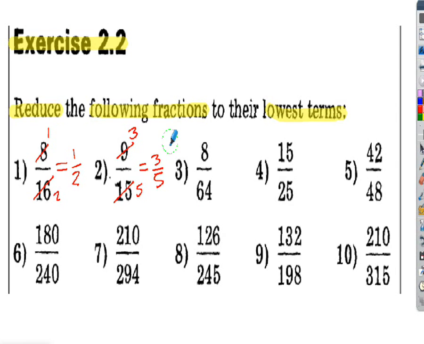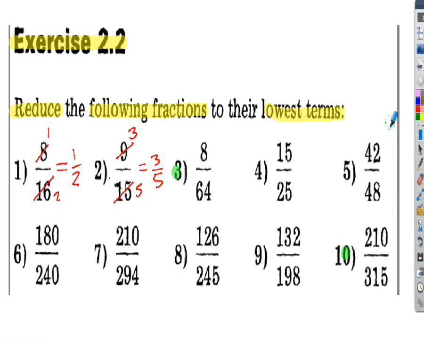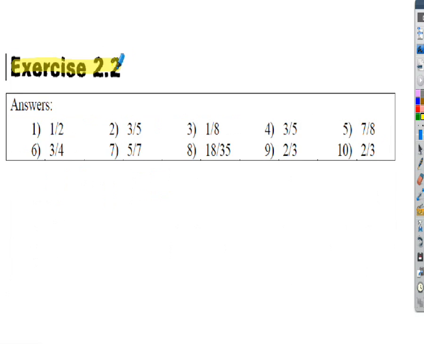I would encourage you to stop the presentation and try and attempt questions 3 through to 10. We're trying to reduce each of these fractions to their lowest terms. Again, referring to the reference information on the previous slide, that may help you to determine what numbers to divide the numerator and denominator by. Exercise 2.2, here are the answers for questions 1 through to 10.